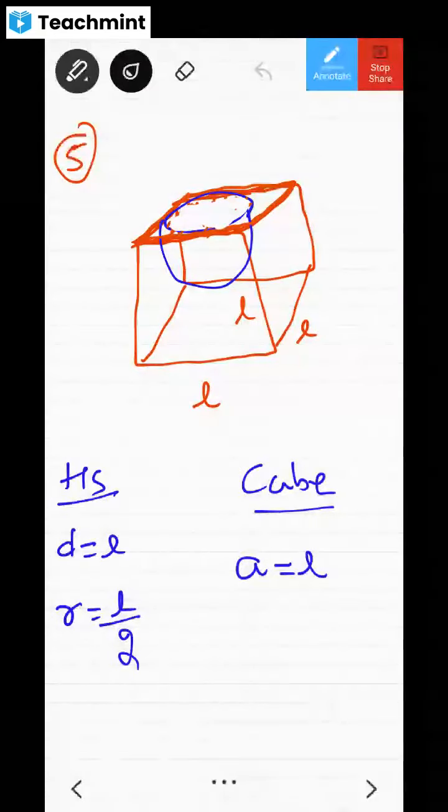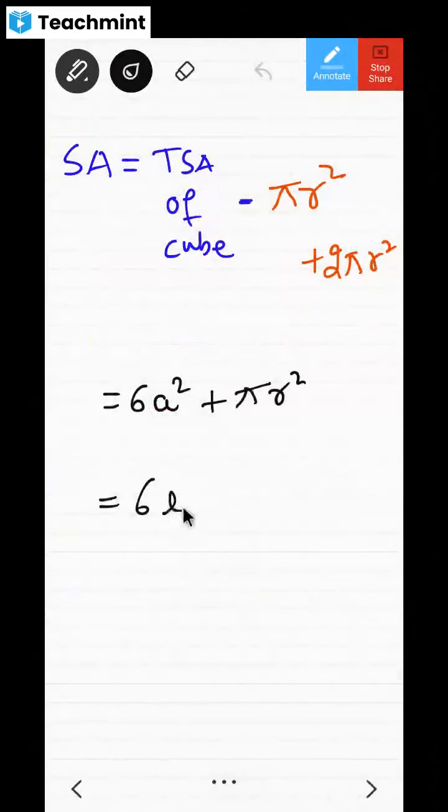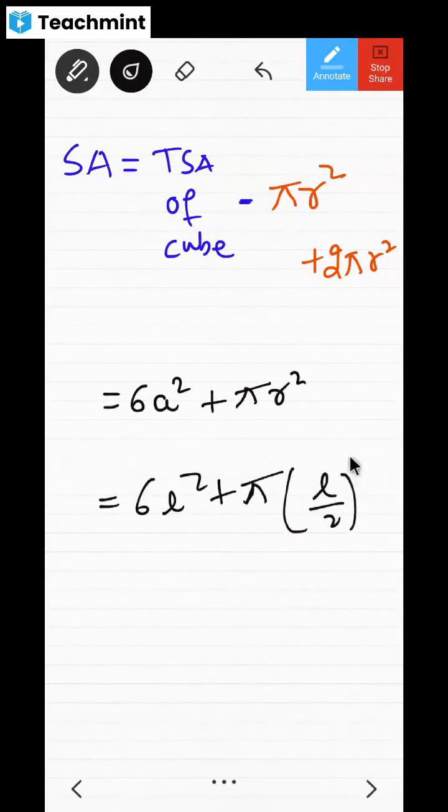Then 6 into a square, a means L is there. So it becomes 6L square plus pi, you can keep it as pi, or you can take it as 22 by 7 also, but I prefer you to keep it as pi. And r means L by 2, no? It becomes L by 2 whole square. Now it becomes 6L square plus pi into L square by 4.